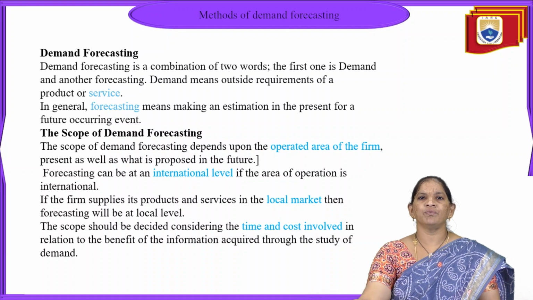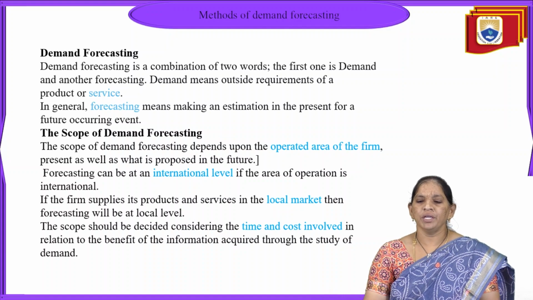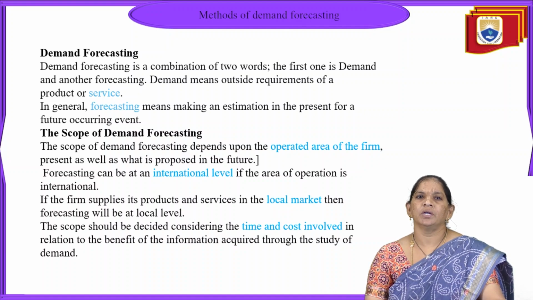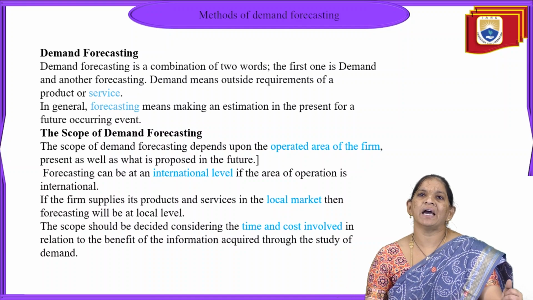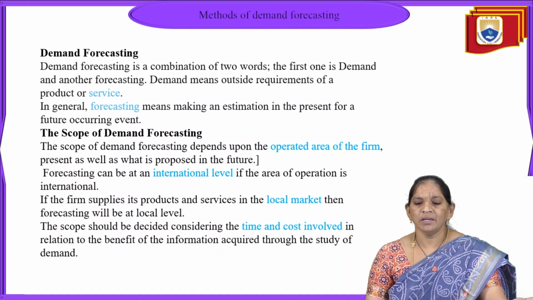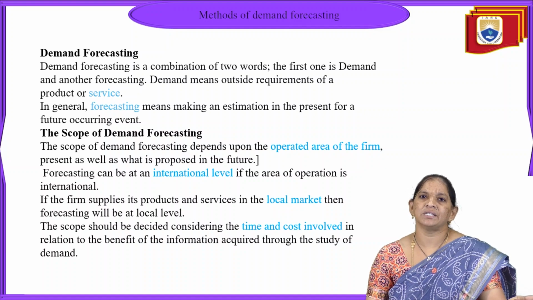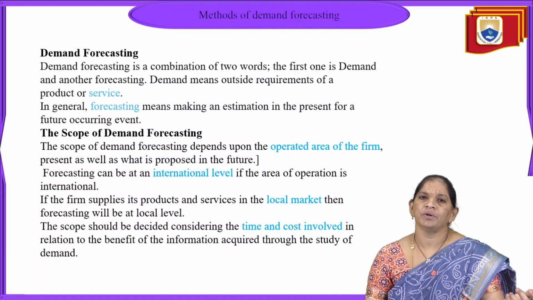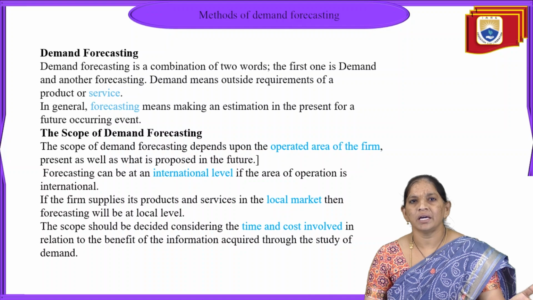The scope of demand forecasting depends upon the operations of the firm, present as well as proposed in the future. It means the firm's current operations and what it wants to do in the future are both included in the scope of demand forecasting. If the area of operations is international, then we have to forecast various features regarding the international environment.